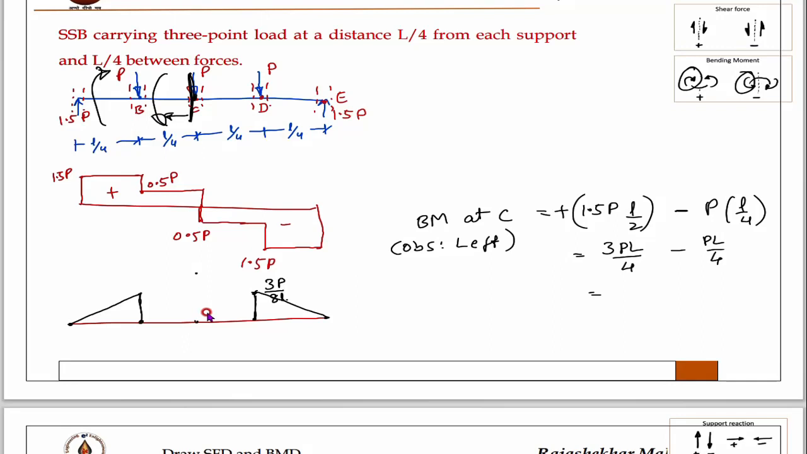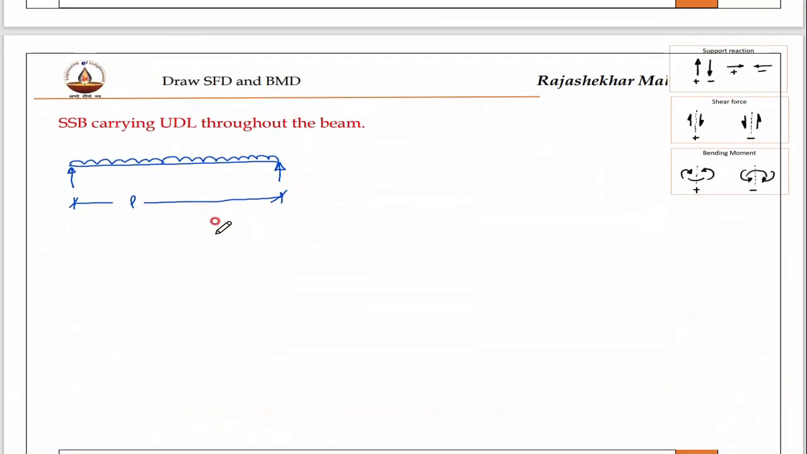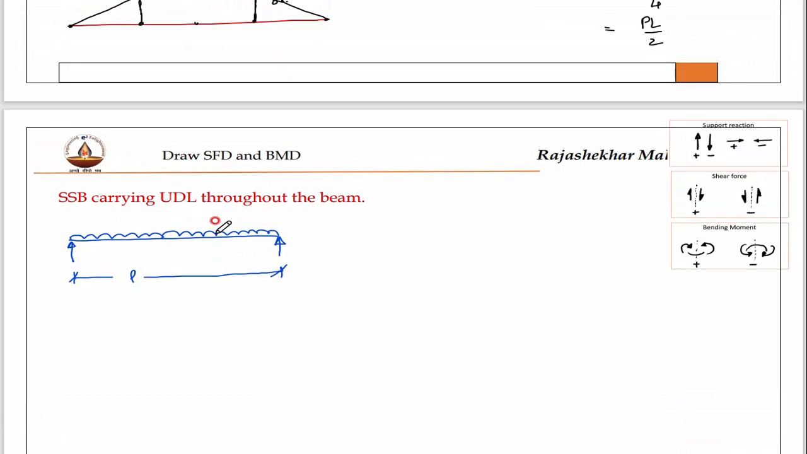3 PL minus PL is 2 PL by 4. Therefore the answer is PL by 2. Then you will get a bending moment diagram with PL by 2. Okay. You cross check this one, then you will get the same answer. Alright. Now coming to the UDL.